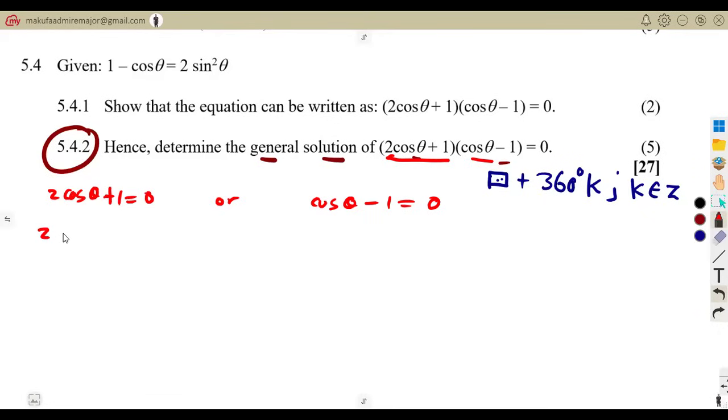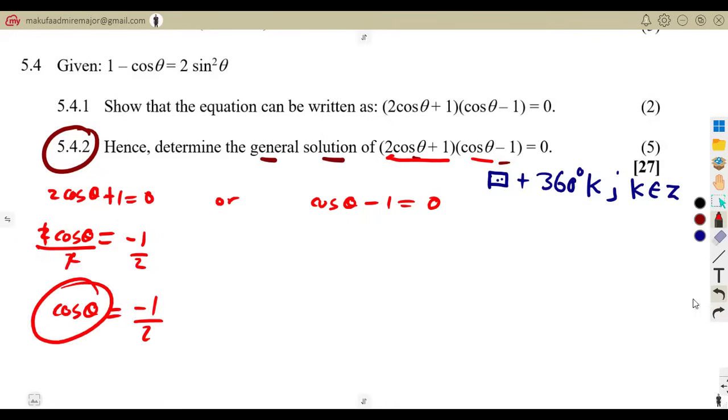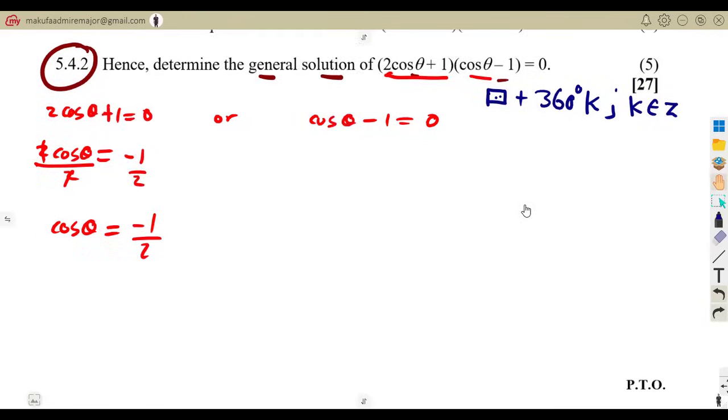That's 2 cos of theta is equal to what? The 1 to the other side becomes a minus. Then simply divide by 2 both sides. That's the cos of theta. Remember, we need a single trigonometric ratio. Before we consider anything, we must have a single trigonometric ratio. So that's equal to -1/2. From there, determine the reference angle.